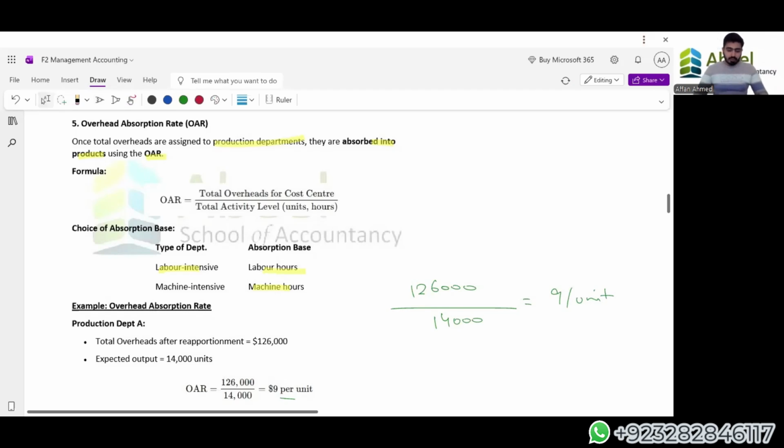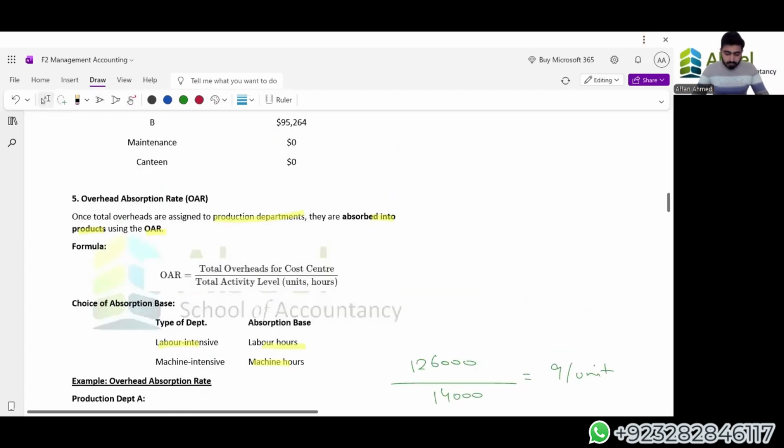Now let's say that this particular question told me that we had $126,000 as the overhead. Now they said we had 5,000 labor hours. If they said that we had 5,000 labor hours, I would have divided by 5,000. So what would have been my OAR? 126,000 divided by 5,000. Now this would be 25.2, right? This is my overhead absorption rate.